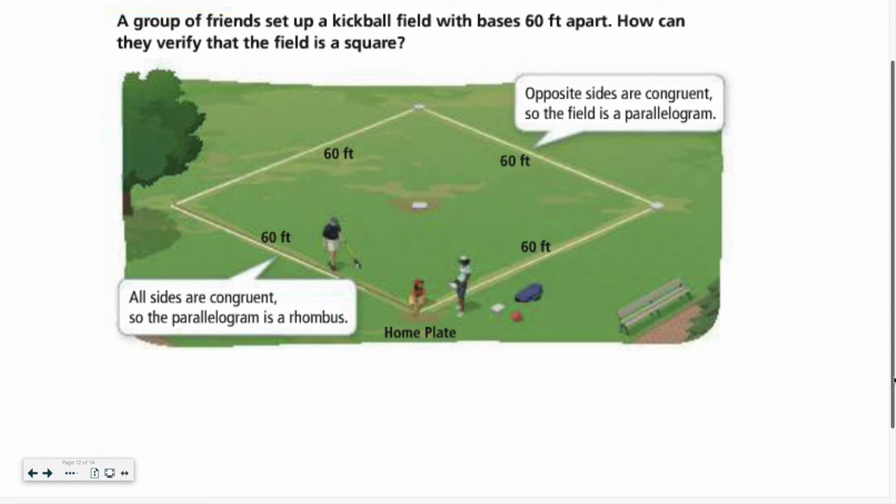So if they want to know if their field is a square, we already know it's a parallelogram and a rhombus, so we need to prove that it's a rectangle. And the way that we prove rectangles is to prove the diagonals are congruent. So if they measure from, this would be second base to home plate, and they measure from first base to third base, if those two diagonals are congruent, that means that it is also a rectangle. And if it's also a rectangle, then it would be a square. So in order to verify the field is a square, they need to measure the distance between home plate and second base and first base and third base to show that they are equal.